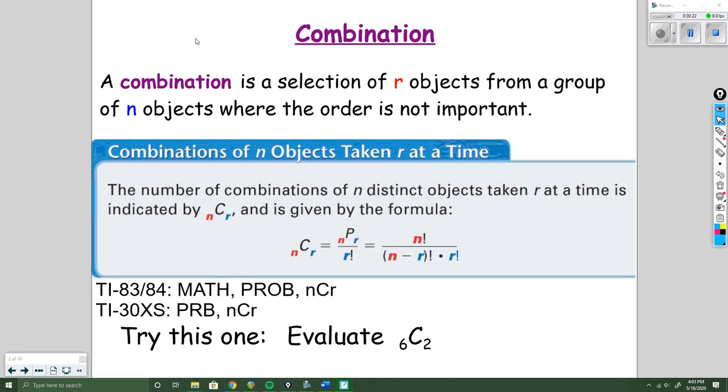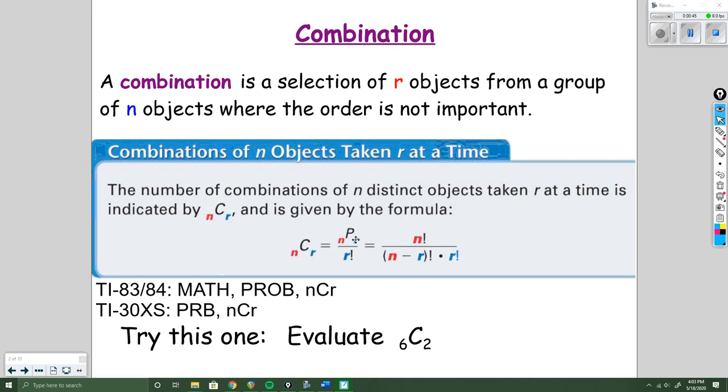So first, a combination is a selection of r objects from a group of n objects where the order is not important, and that's key. Order is not important. All right, so the number of combinations of n distinct objects taken r at a time is indicated by nCr, just like for permutations, it was nPr. And it's given by the following formula.